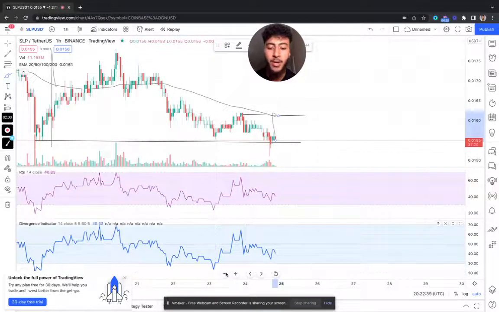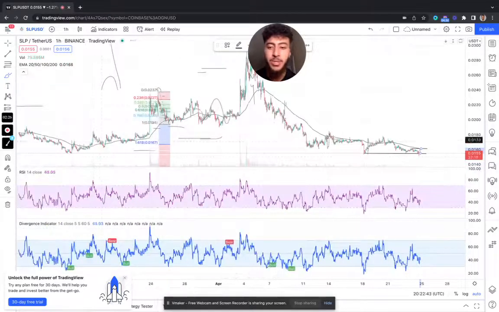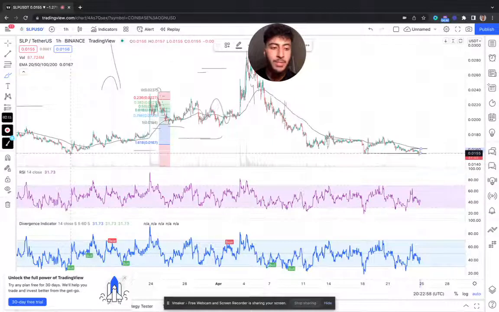Just keep in mind that when we do zoom out, we can see these levels here are very critical as well, because this is where the momentum happened for SLP. Just keep in mind that at these levels here, as we talked about, there was a double bottom, as you can see here. If we zoom out at these levels here at 0.0155, which price is retracing back down up to these levels now, just be cautious, like I stated as well.